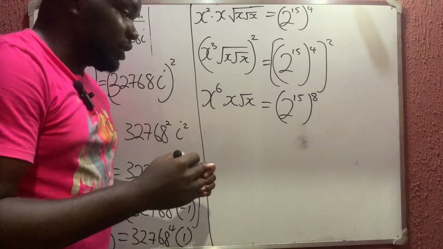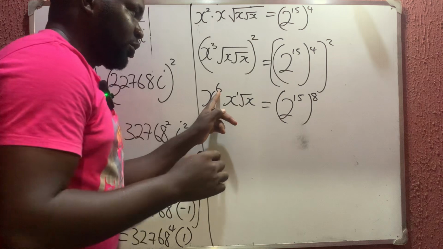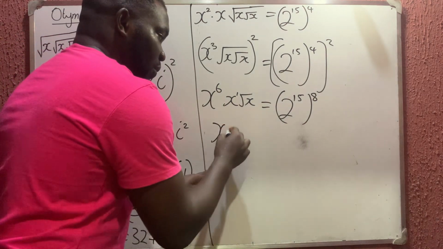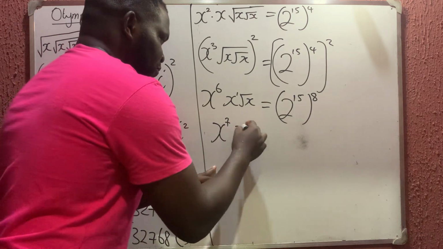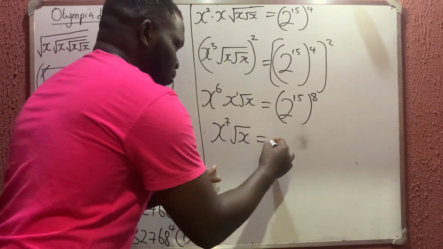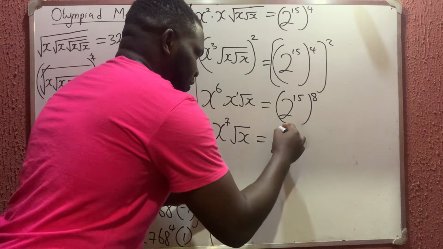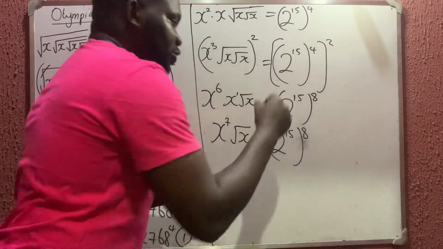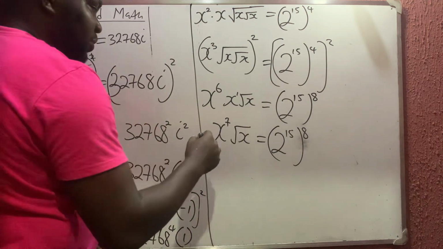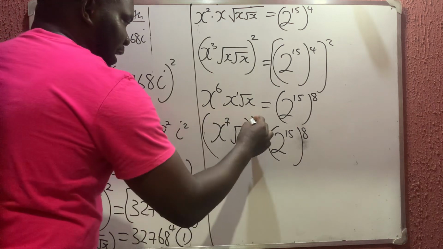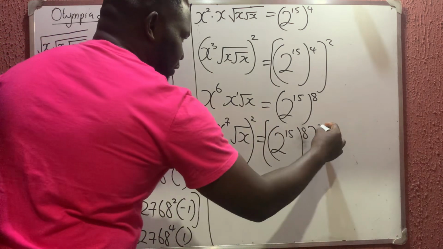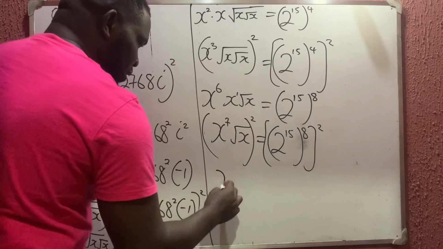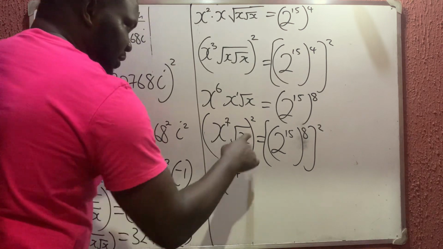Now, according to indices again, this is raised to power 1. So this plus this will give me x raised to power 7, the square root of x, is equal to 2 raised to power 15, the square root of all raised to power 8. Now, let us square both sides again. If I square both sides, this time this will give me x raised to power 14. Then this takes care of this.